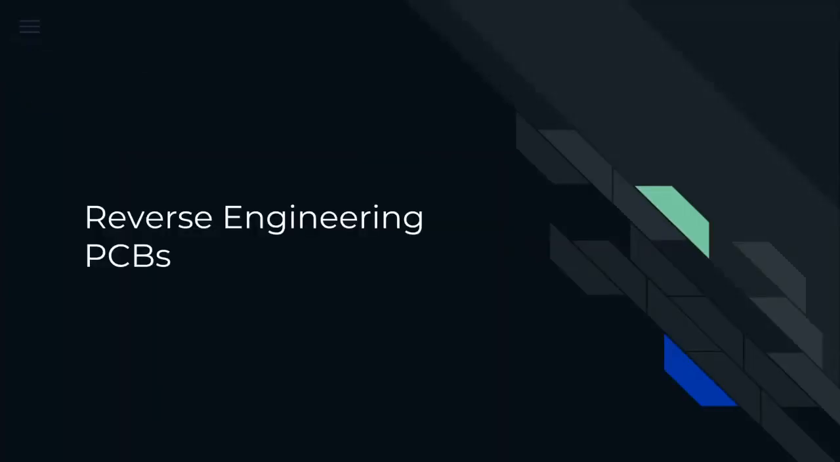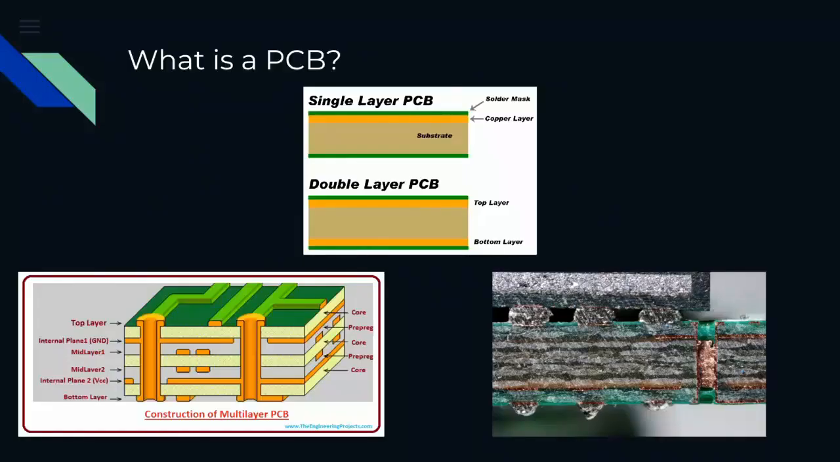So, reverse engineering printed circuit boards. What is the PCB made of? A PCB is basically a layer of solder mask, another copper layer, and then the substrate. And you can have multi-layer PCBs as on the bottom left. And here on the right is a demonstration of a cut PCB. And also, it's not on the picture, but on top of the solder mask layer, it's common to have a seal, sorry.